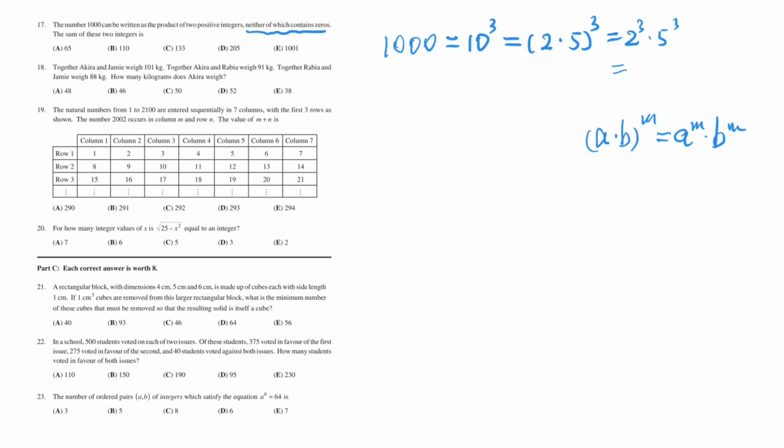So 2 cubed is 8 and 5 cubed is 125. We cannot multiply any 2 with the 5, as that will give us a 0. So 8 times 125 equals 1000. Then the sum of these two is 8 plus 125, that's 133. So the answer is C.